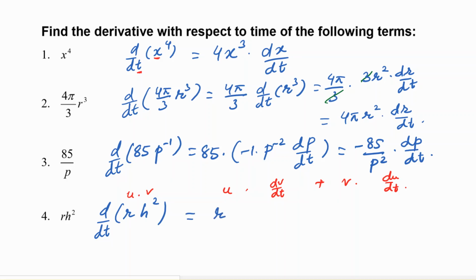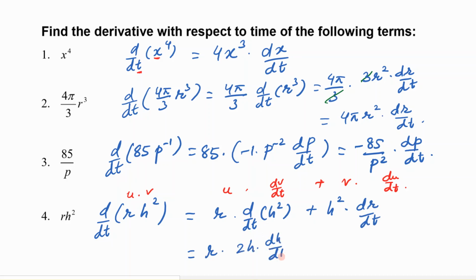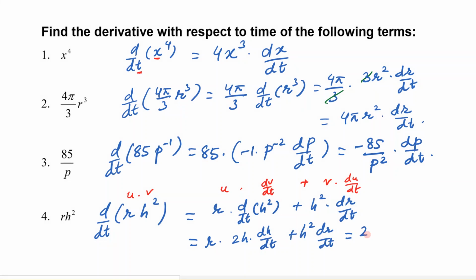So first r as it is, derivative of h square with respect to t plus h square as it is, derivative of r with respect to t. And we notice that, so derivative of h square would be 2h, and by chain rule, dh over dt plus h square dr over dt. So overall we get 2hr dh over dt plus h square dr over dt. So this is how we take the derivative with respect to time.